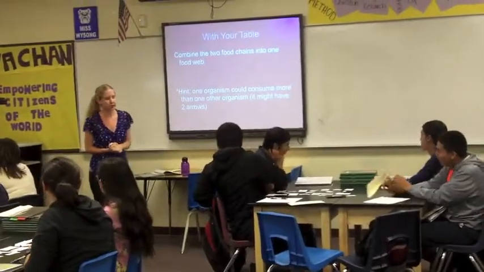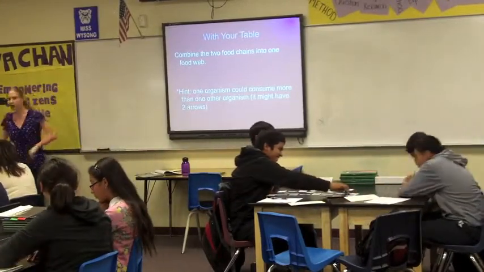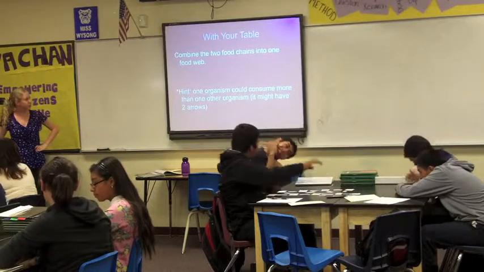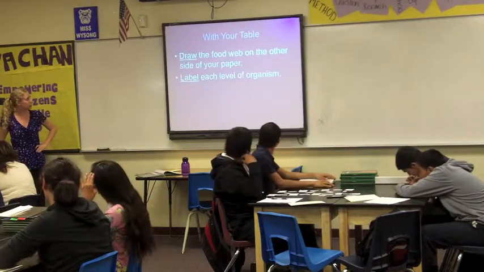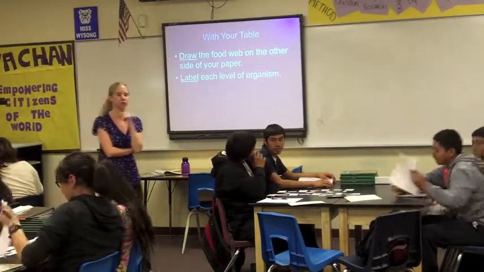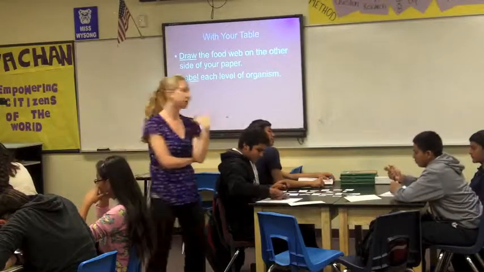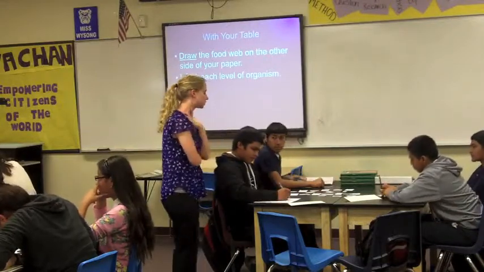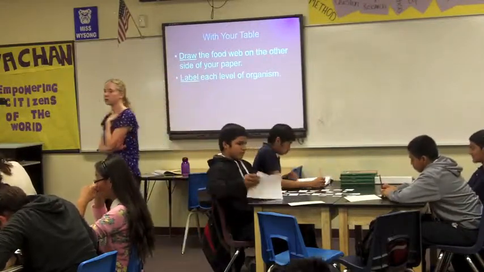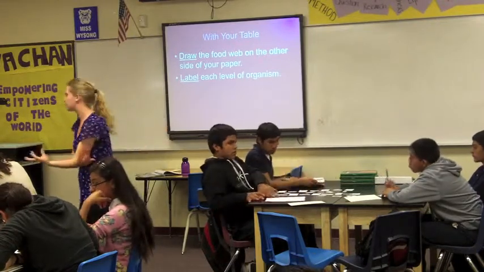I had a chance to look at most of yours. I think most of you got the idea. You had to add several arrows, right? What I would like you to do is draw the food web on the other side of your paper. If you want, you could just write the name, okay? You don't have to draw a picture. If you'd like to draw a picture, you may. Or you could just, for example, write the word mouse instead of drawing a mouse.